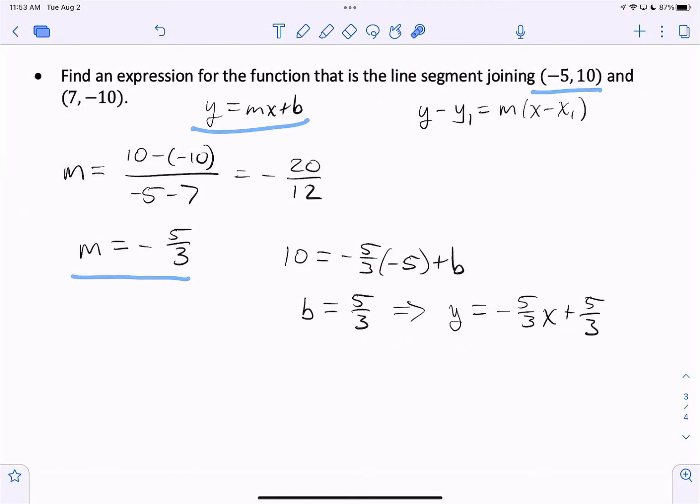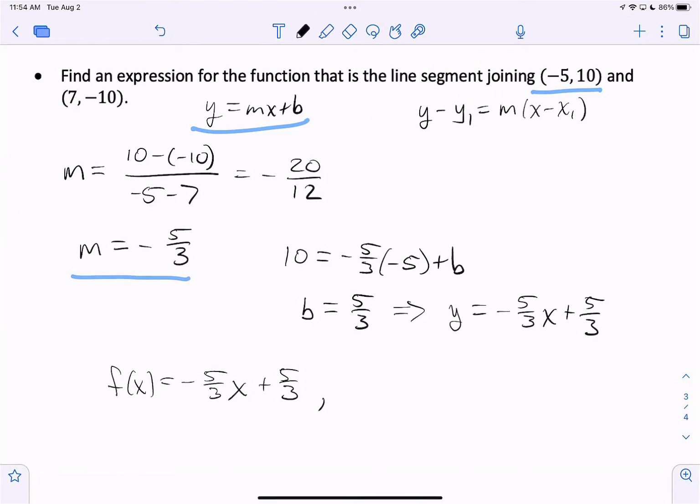And you can check that -5, 10 is on this line and that 7, -10 is on this line, but this is the entire line. We're looking for a line segment. So the expression that gives us, I'm going to say f of x is equal to -5/3 x plus 5/3, which is still the full entire line, but I only want the part between x equals -5 and x equals 7. You see, that's what's going to chop it into a line segment.